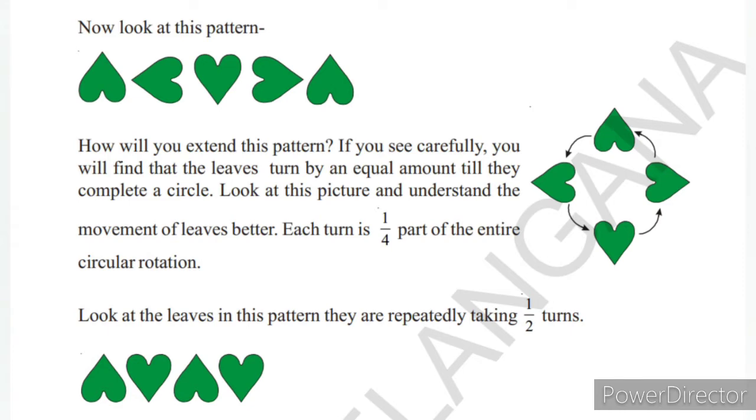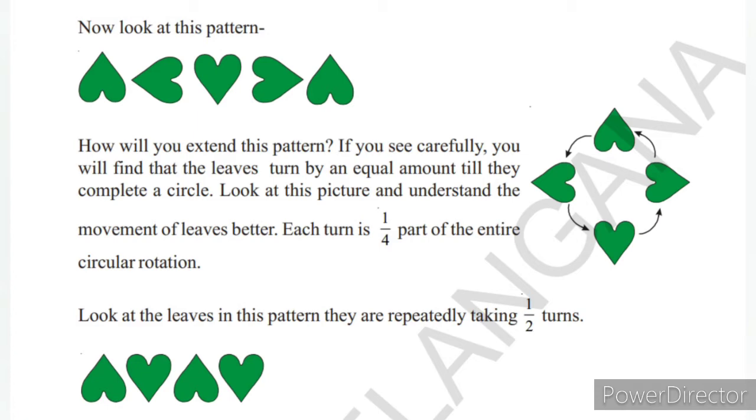Now look at this pattern. How will you extend this pattern? If you see carefully, you will find that the leaves turn by an equal amount till they complete a circle. Look at this picture and understand the movement of leaves better. Each turn is 1/4 part of the entire circular rotation. The leaves take a 1/4 rotation, and the next leaf is again a 1/4 rotation, and another leaf again 1/4. So like this it completes one circle.